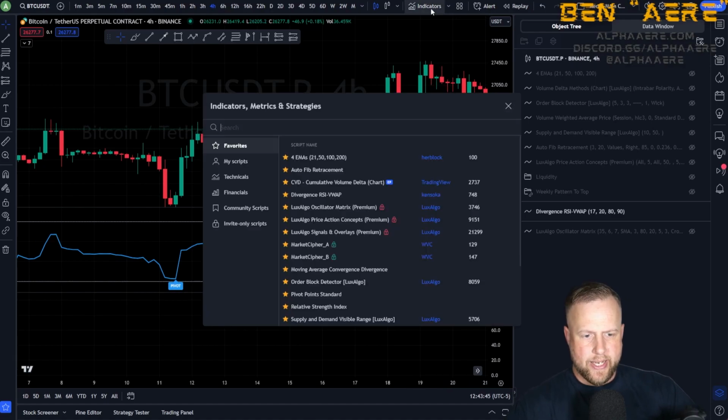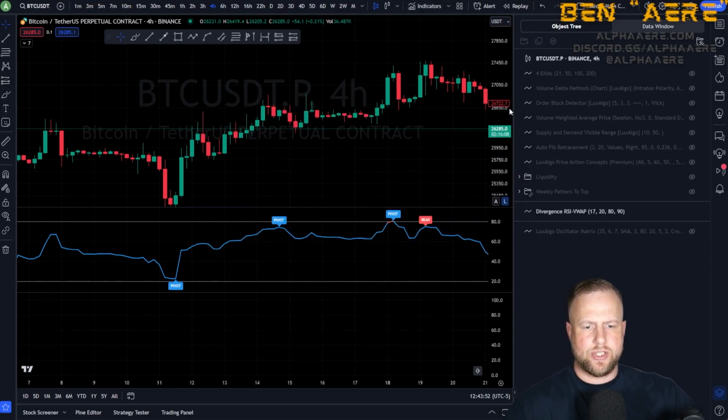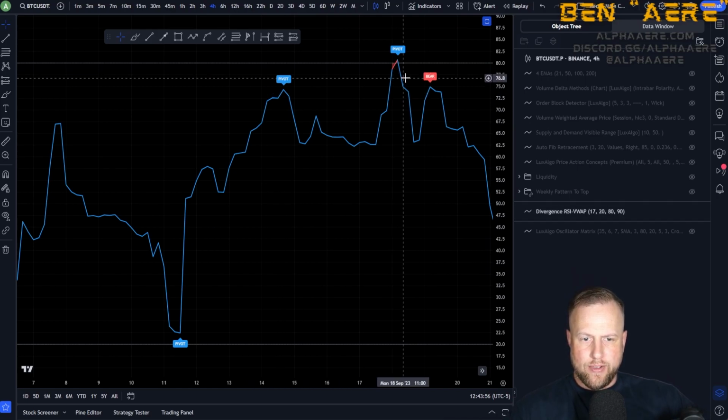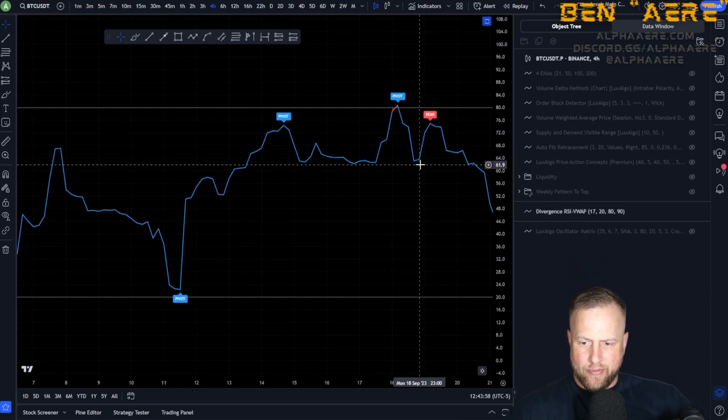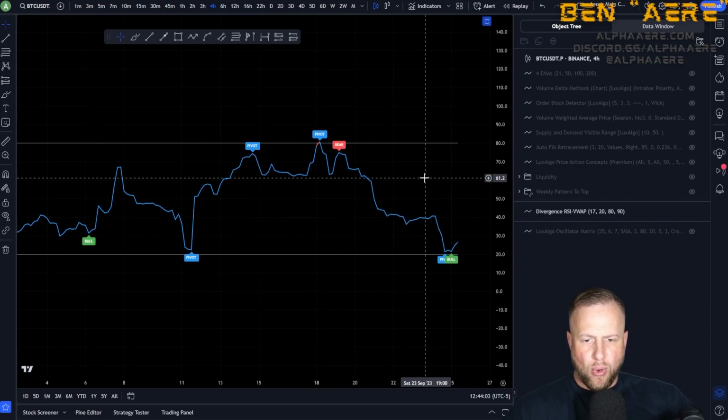Last one I'm going to show you guys. Type in divergence, RSI-VWAP, favorite, throw it on there. Now, this is just a newer one that I found right here. So it'll help find you pivot points, bearish divergences, bullish divergences. It helps pull them for you.